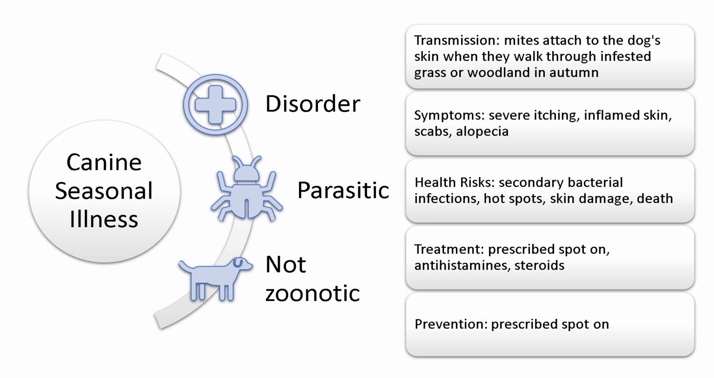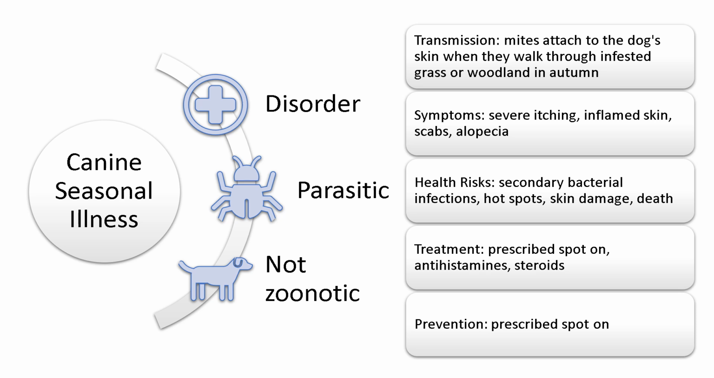Harvest mite infestations are parasitic in nature. The larvae of the neotrombicula autumnalis mites bite and feed on the skin of the dog, causing irritation and inflammation. Harvest mites are typically found in grassy or wooded areas, especially during late summer and early autumn. The mites attach to the dog's skin when they walk through infested areas. The larvae feed on the skin for several days before dropping off. They are not contagious between dogs, but can be spread in areas where multiple dogs have access to infested environments.